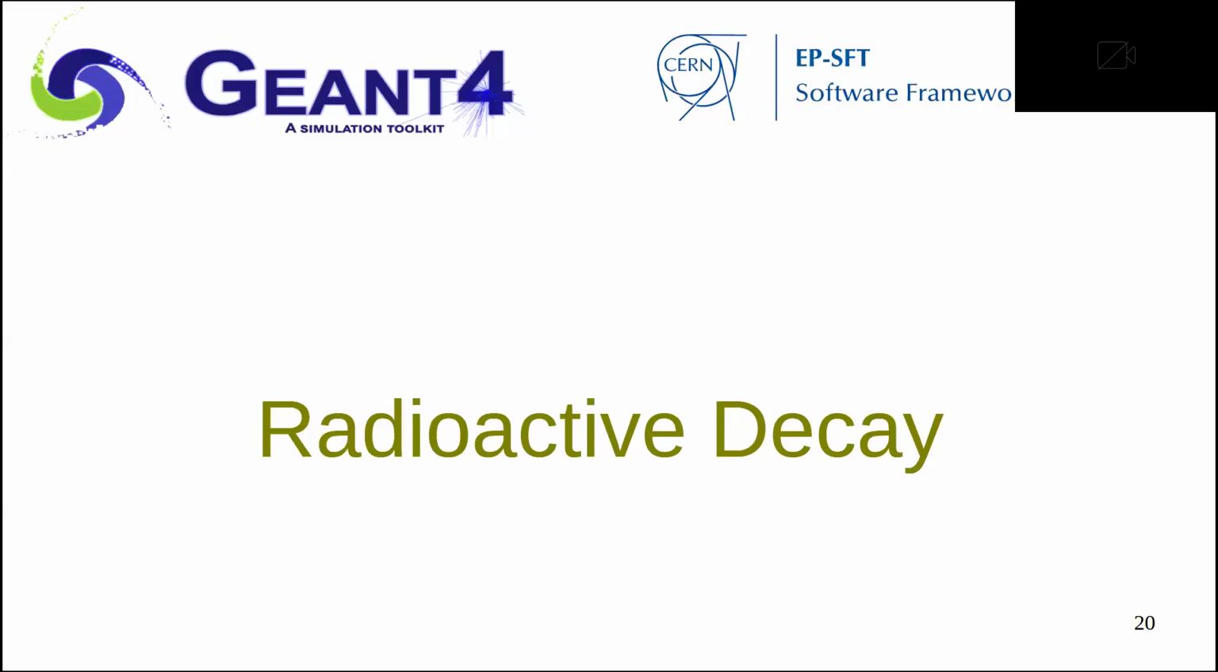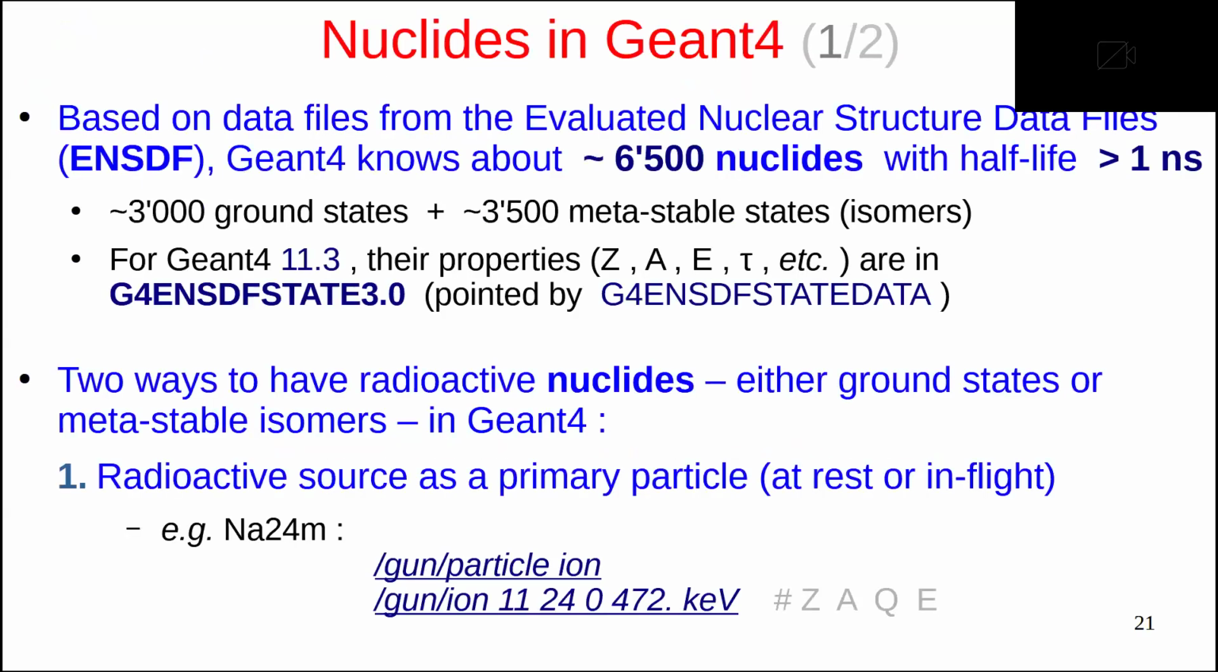Okay, now let's switch to the other second major topic. Then we will have a few other relatively small topics. So this is another major one, which is radioactive decay. Geant4 knows about 6,500 nuclides, so different types of nuclei, with half-life greater than 1 nanosecond.